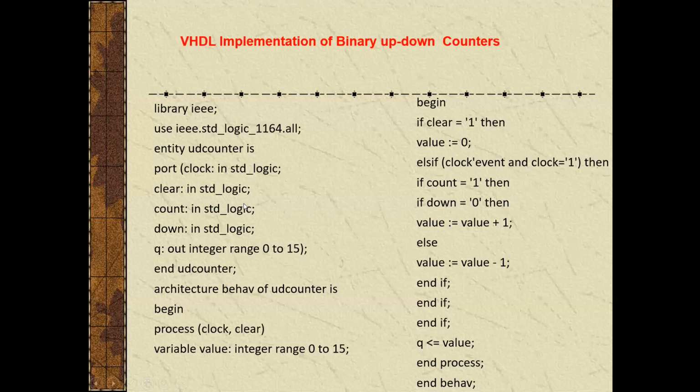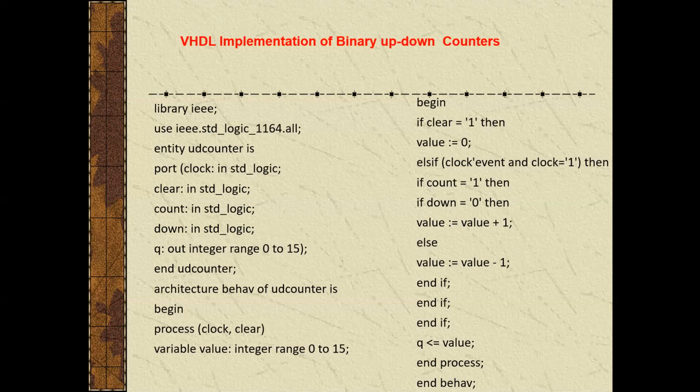Similarly, we have to write the VHDL code for both up and down count operation. Previously, in two programs, we wrote the program particularly for an up counter and a down counter. So in this program, we have to write the code for both up and down counter operation.